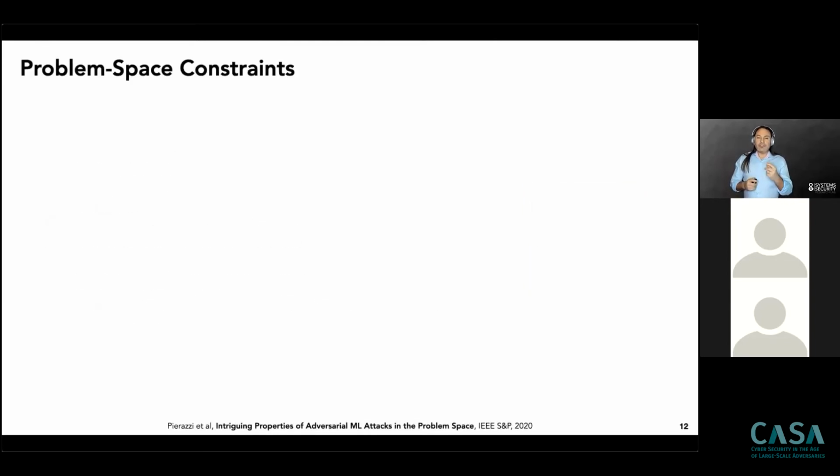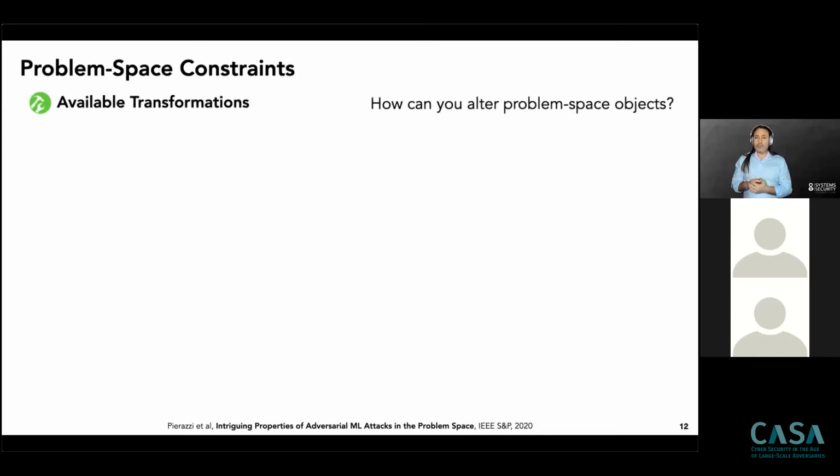And let's start reasoning first about what are the problem space constraints that we believe we need to reason about when we start reasoning about adversarial machine learning attacks in the problem space. As mentioned earlier, we are no longer necessarily interested in keeping the perturbation to a minimum. But there are other problem space constraints that we need to consider. The first one is, for instance, a set of available transformations.